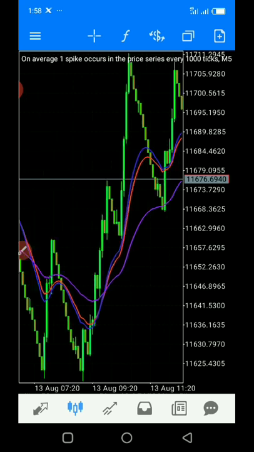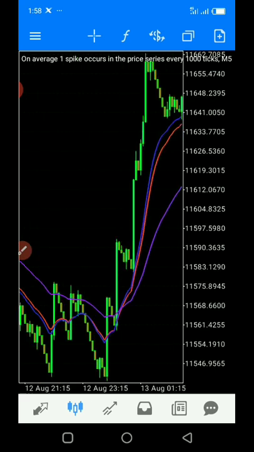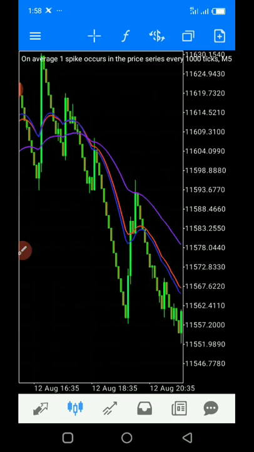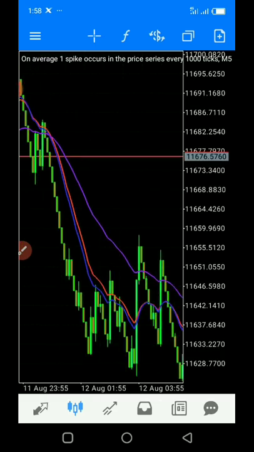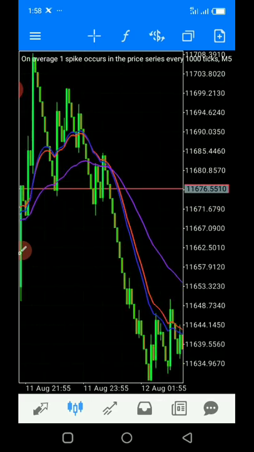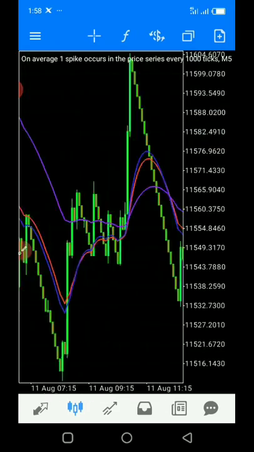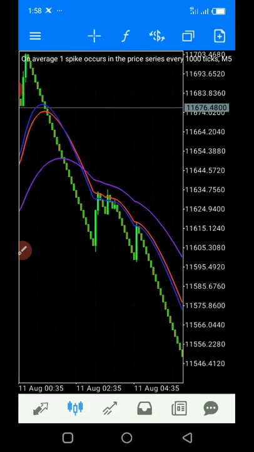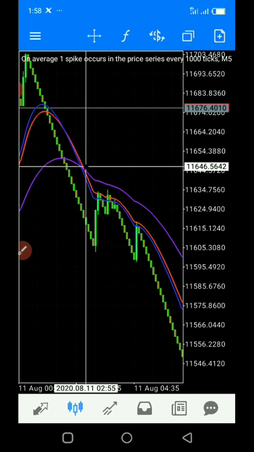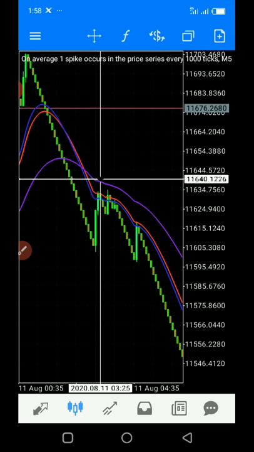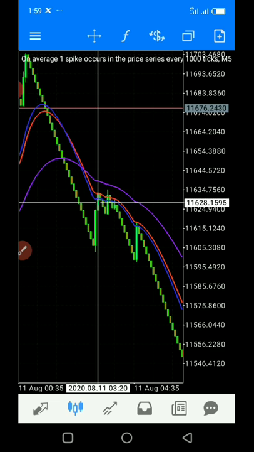Now the next thing we want to talk about is a sell signal. Let me look for a sell signal. Okay, fine. Now if it were a sell signal, we would have placed our stop loss here at 11,644.4170, and would have taken our entry at this level when price was approaching the blue moving average.